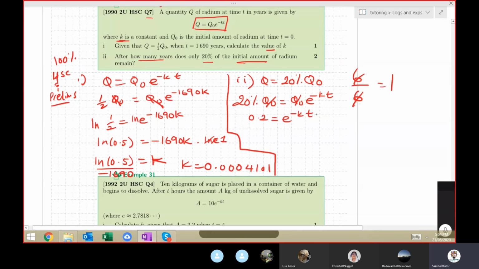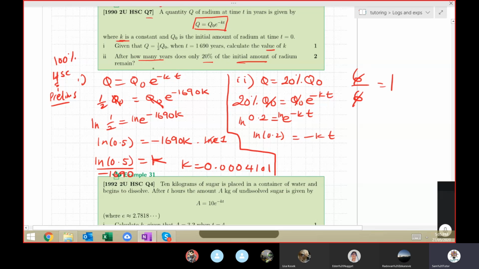And then what do you do to both sides? Divide? Divide by log? No, you can't divide by log. There are no logs here to divide by. What do you want to do to both sides? Log it. Yeah, you log both sides. You don't divide by the log, you've got to log both sides. So log both sides, then you're left with log of 0.2. Log of e cancels, this comes down, so it becomes negative kt.